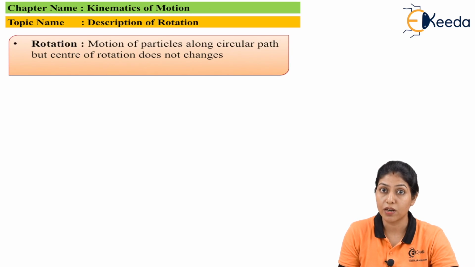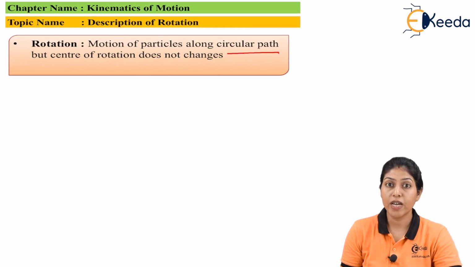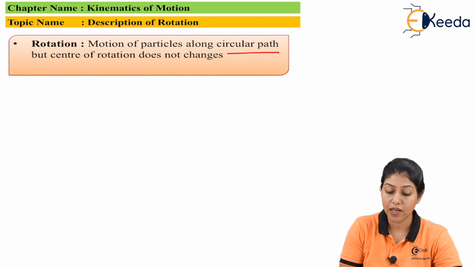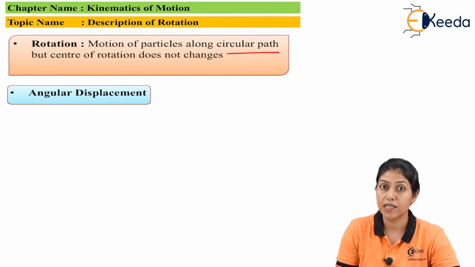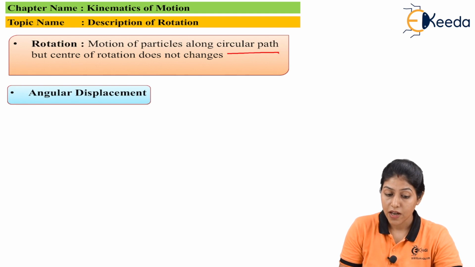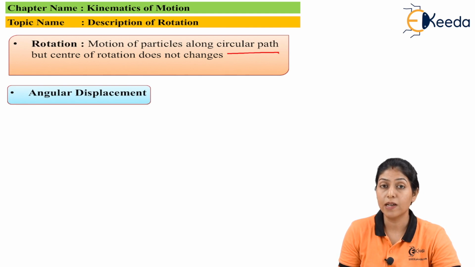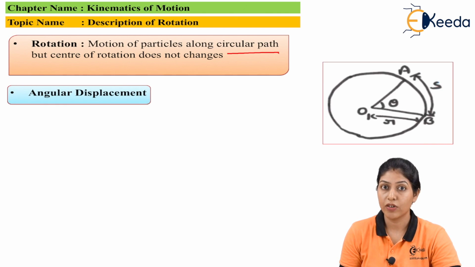In terms of rotation, we will find angular displacement, angular velocity and angular acceleration. If we define rotation, it is basically the motion of the particle along a circular path where the center of rotation does not change. So this particular motion we call rotation. Rotation we can define as the motion of any particle along the wheel of an automobile, that is considered as the motion of a particle under rotation. So if any particle is moving along a circle, that is called rotation. And we can define the rotation of any particle with the help of three terms: displacement, velocity and acceleration, and acceleration we consider as angular acceleration.